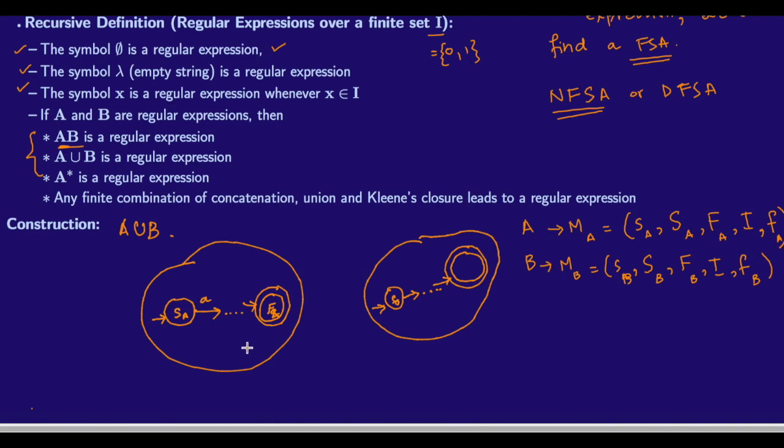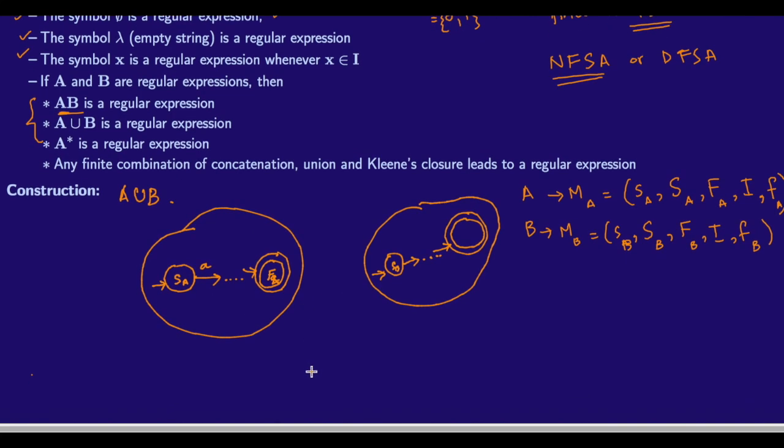Now for SB, we want a new starting state. We call it SA union B. Now these inputs will be like this. So whatever A takes SA to, this will take SA union B to as well. And also the same as here. So this is input A and this is F of B. And then we don't have to do anything else. Everything after that will be a part of it. So we actually have a parallel combination of these two machines.